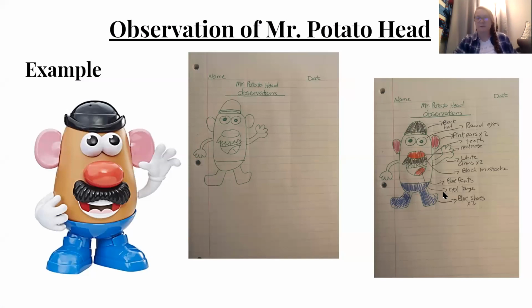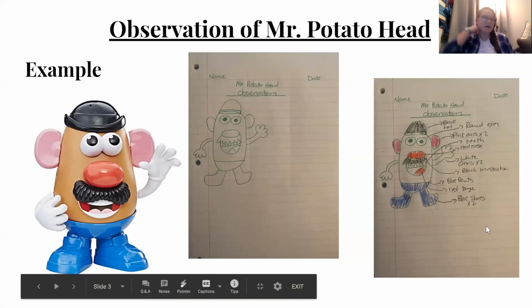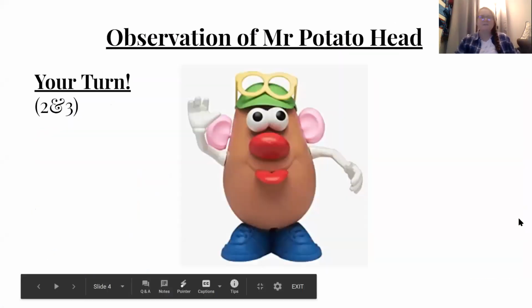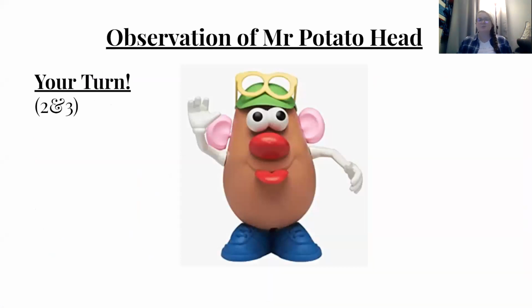You noticed that they're similar. They're where each item is. So if you were in second and third grade, you drew and labeled this Mr. Potato Head. You may have said yellow glasses, green hat, 2 round eyes, 2 pink ears, 1 red nose, things like that. So if you're in second or third grade, this is what you're doing now. Second and third grade only.